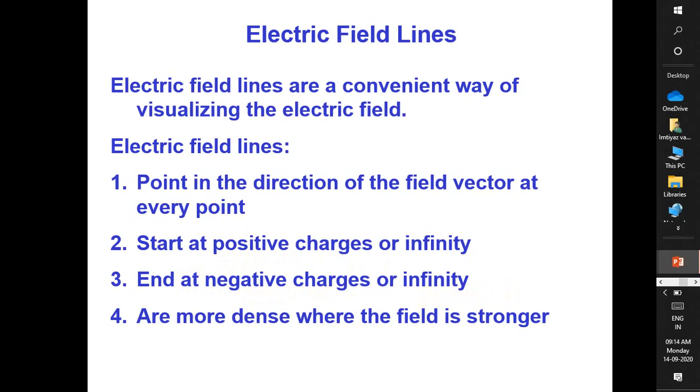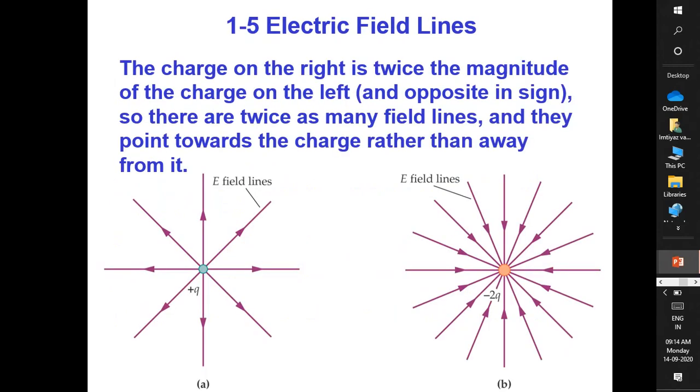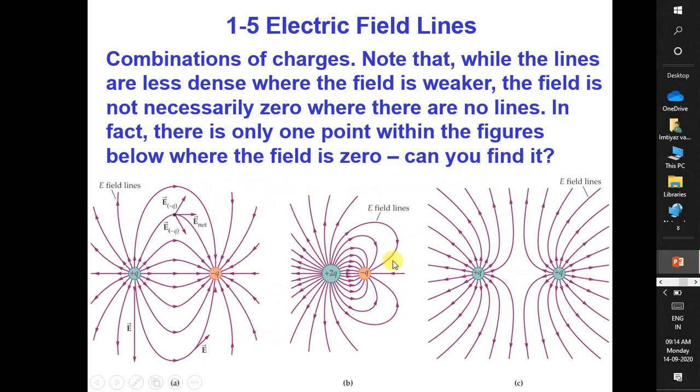And when the lines are more dense where the field is stronger, it means there are stronger electric fields there. Note that the lines are less dense where the field is weaker, and the field is not necessarily zero where there are no lines. In fact, there is only one point within the figure below where the field is zero.